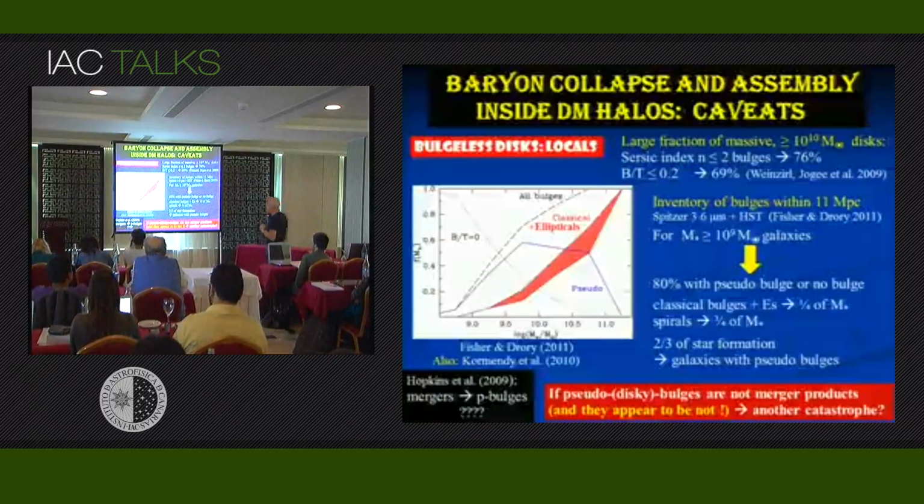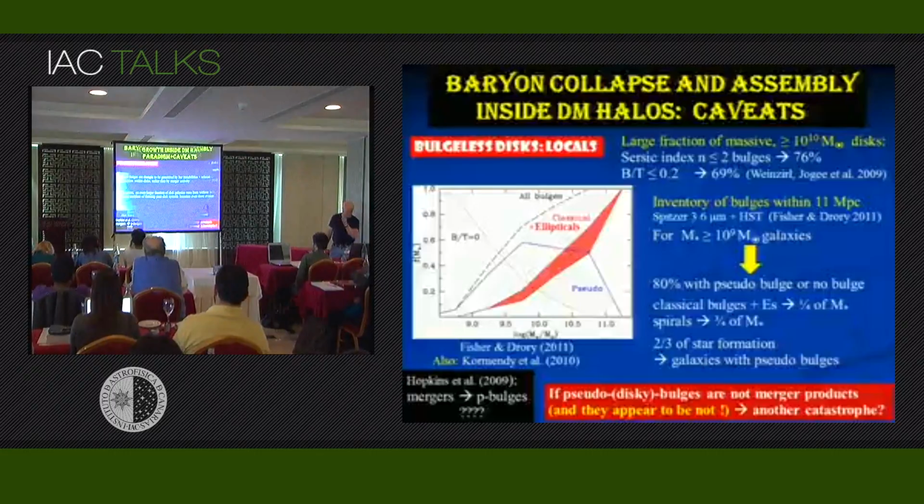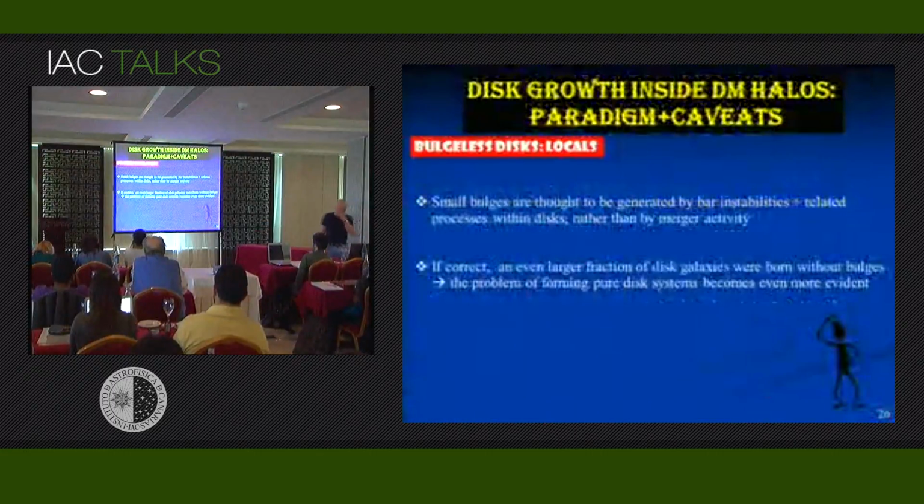Now, recent work by Phil Hopkins actually claimed that the pseudobulges are formed from mergers. That would make the problem intractable, because we do more or less know what is the rate of mergers, but we don't see their products, and that's large B over T's. So is this another catastrophe?